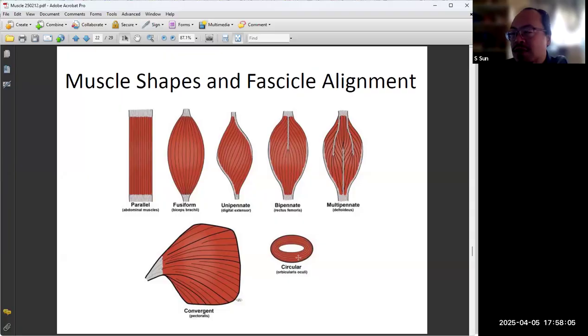This one doesn't attach to any bone, even though it's skeletal muscle. We commonly see these just attach to each other, but when they contract, they make the circle become smaller. So there are different kinds of shape. Their physical alignment determines the shape of the muscle.